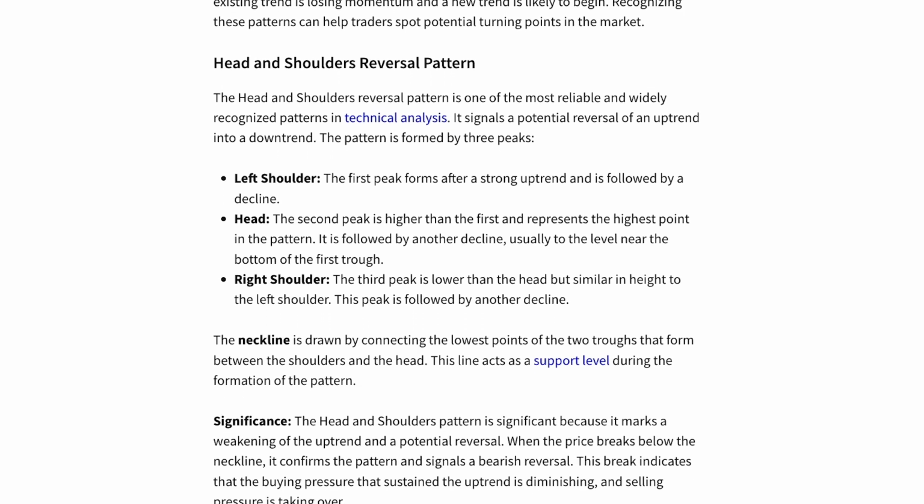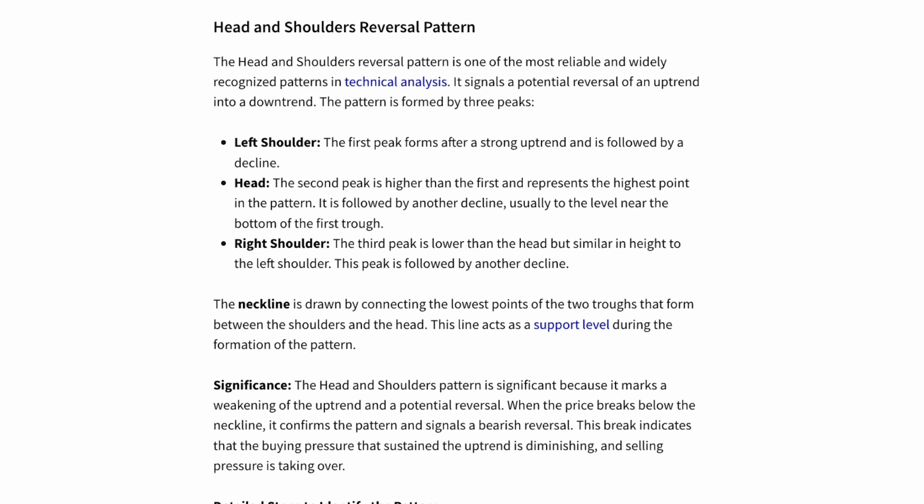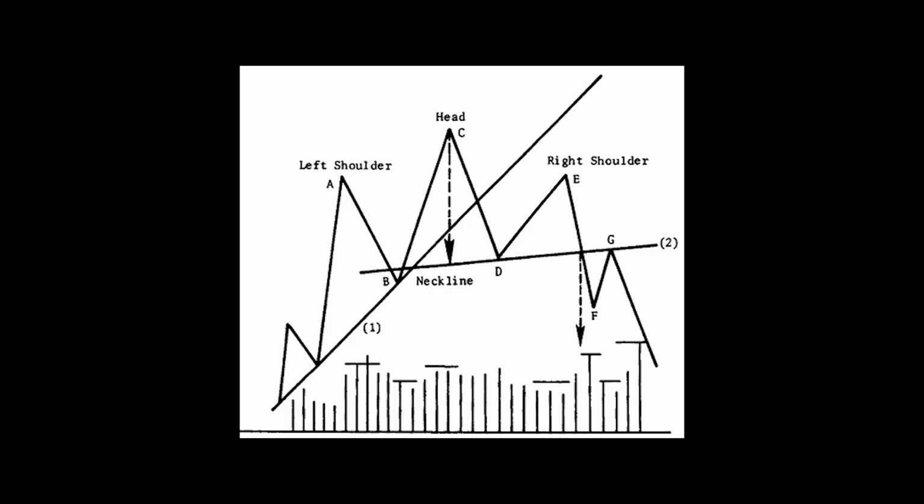The head and shoulders reversal pattern is one of the more popular and one of the more reliable ones as well. Don't quote me on the exact number in terms of statistics, but I think there were some studies done and it's like high 70s, high 80s percent, that when this pattern forms, the stock is going to reverse its trend. It's made up of a shoulder, a head, and another shoulder. That's why it's called the head and shoulders reversal pattern. The left shoulder is the first peak that forms after a strong uptrend, and it's followed by a decline. And then the second peak is higher than the first one.